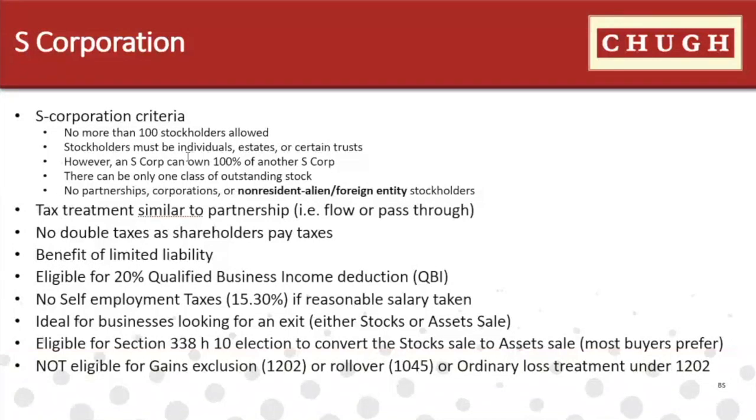The one thing where the S corporation does not offer good advantages is the gain exclusion, which is available to a C corp. So the Section 1202 gain exclusion, the Section 1045 rollover of gain from the sale of stock, or the ordinary loss of $50,000, or $100,000 for joint filers. None of these three provisions is applicable to an S corp. So yes, it has a single level of tax and all, but these are not the advantages available to an S corporation when you are having an exit.